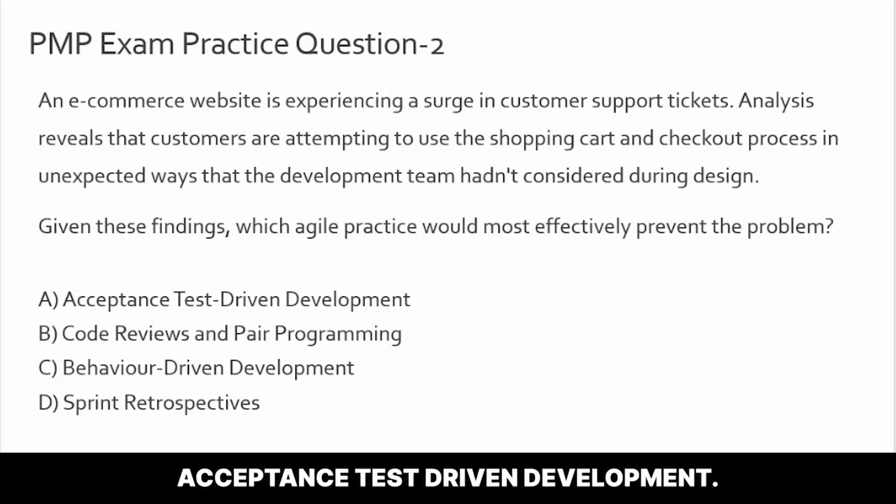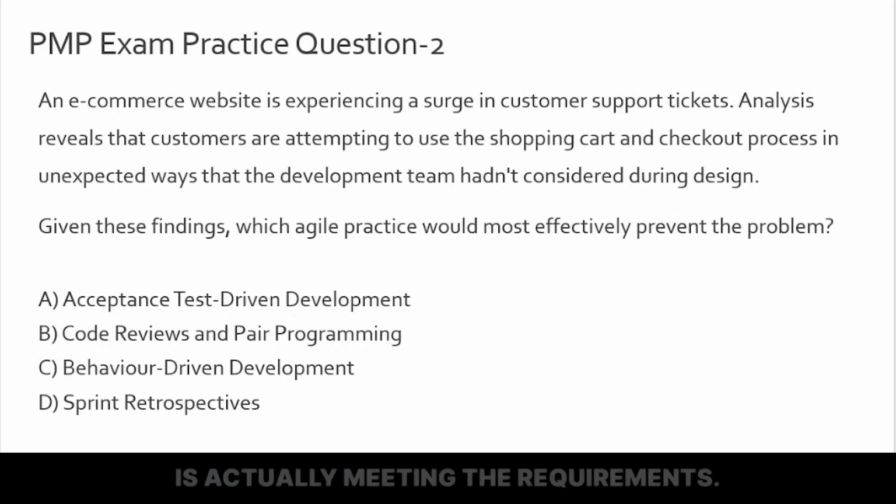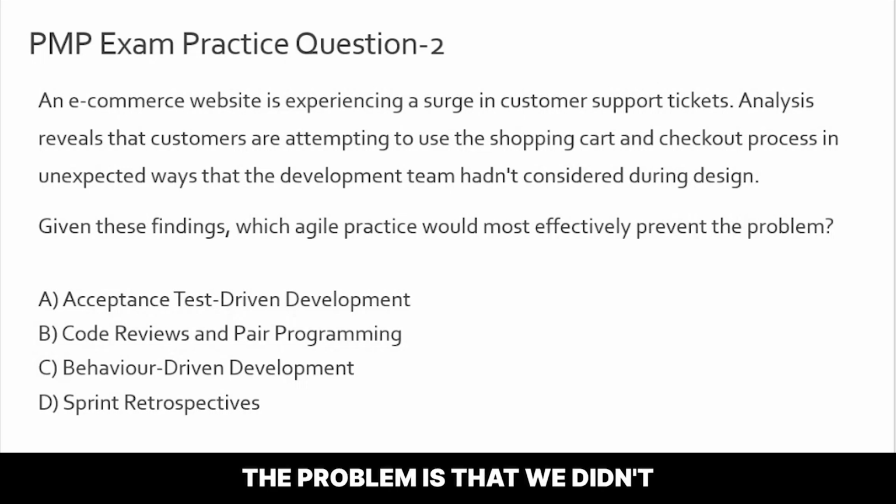Option A, acceptance test driven development. Now ATDD, or acceptance test driven development, is valuable. Okay, of course it is, because it focuses primarily on whether features meet specified acceptance criteria. But in our case, the problem isn't that the shopping cart fails to meet the requirements, okay, because the shopping cart is actually meeting the requirements. However, the problem is that we didn't anticipate how users would try to use it. Okay, so ATDD typically validates expected behaviors rather than helping us discover unexpected ones. Okay, and that is the reason why ATDD is an incorrect answer choice for this scenario.